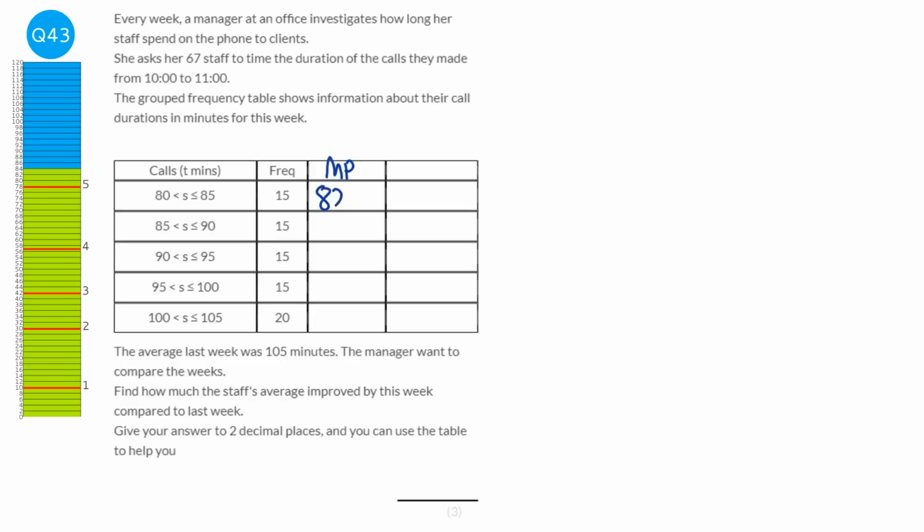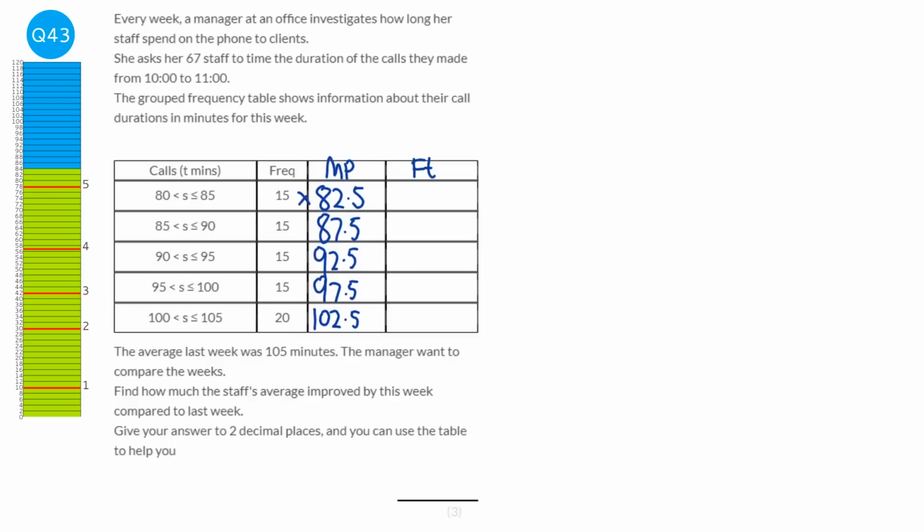So this will be 82.5, then 87.5, then 92.5, then 97.5, and then finally 100 plus 105 divided by 2 is 102.5. Next we need to find the FT, which is just the frequency times the duration of calls. Now, in this first group, we're not timesing it by 80 to 85 or anything like that. We're timesing it by the midpoint. So our midpoint effectively becomes the T.